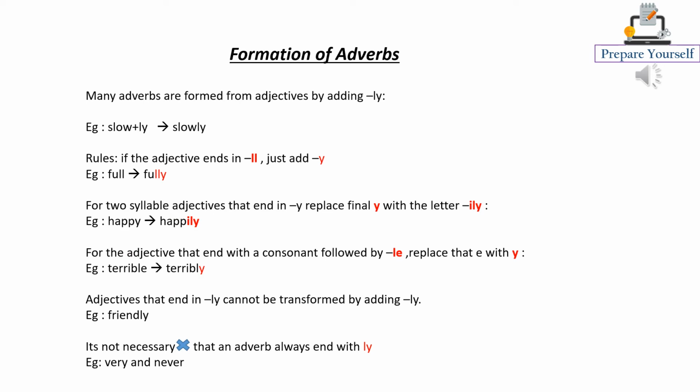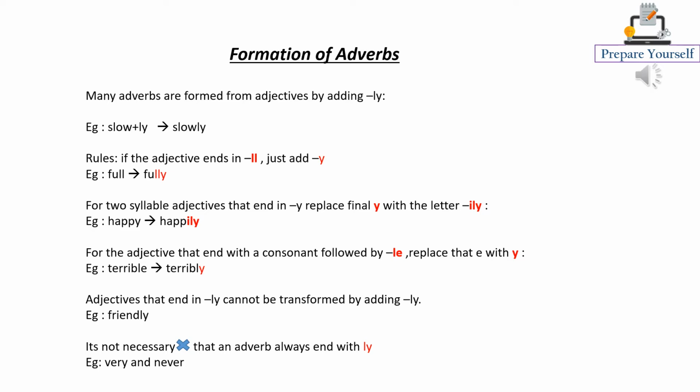Formation of adverbs. Now in the last slide I informed you that adjective plus ly is an adverb. But yes, I have even informed you, not always. So let's see when not always. The first example shows an adjective plus ly. So we know that it's slowly. From the next example, we have to remember that if the adjective ends with double L, we should add y to it to make it an adverb.